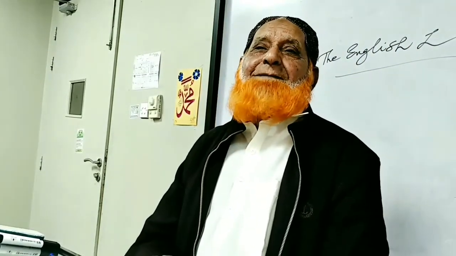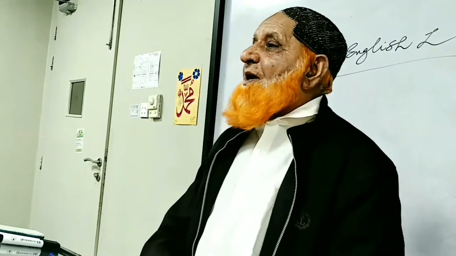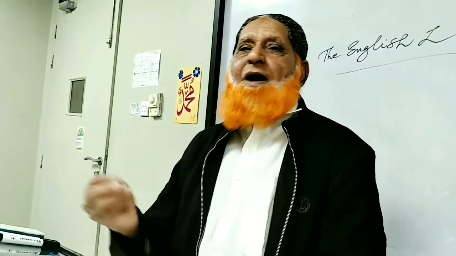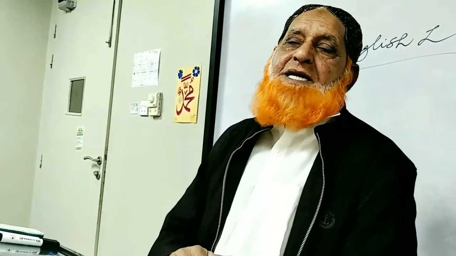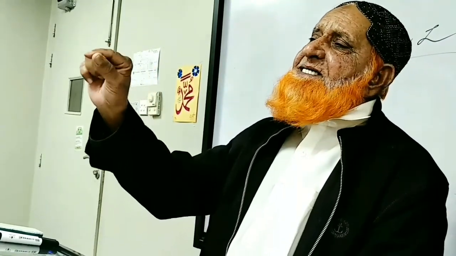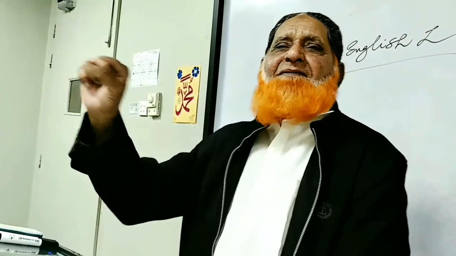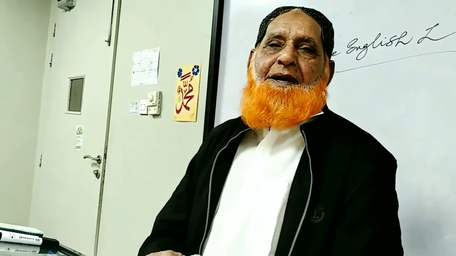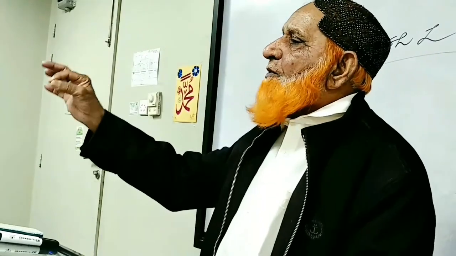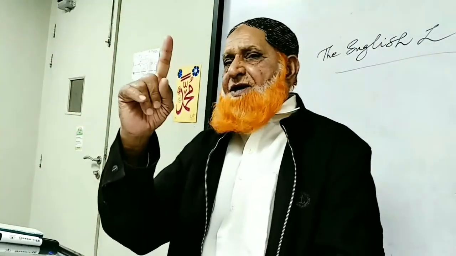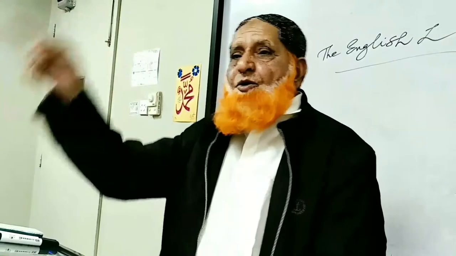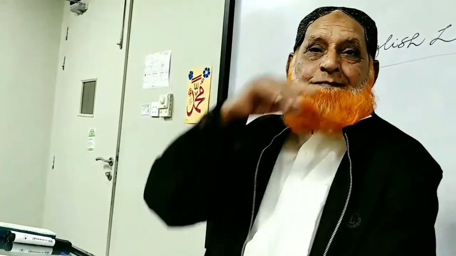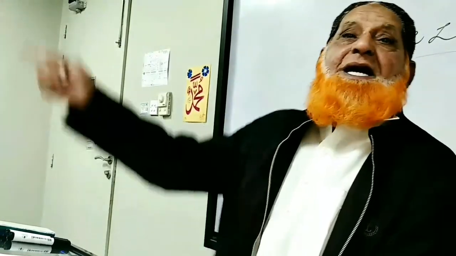Choice of words. How to use a word. And what is the right place of a word. For example, the word only. If you place it at four different places, it will give four different meanings. For example, her only son died in a war. It means she had only one son. Her son only died in the war. Means nobody else died except her son.